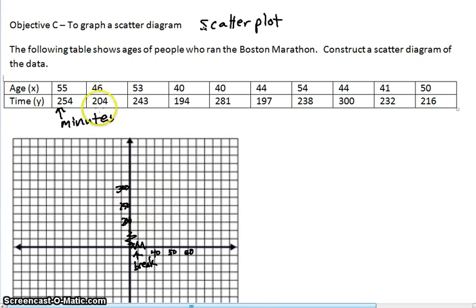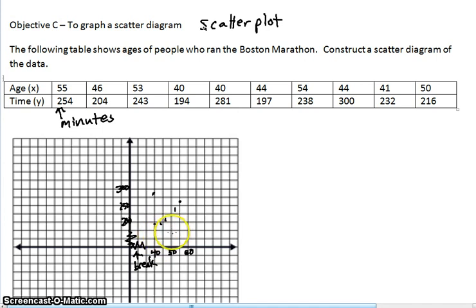And now I'm just going to graph all these points. So 55, that's right there. 254, that's about right there. So I'm going to put that dot there. 46, that's about right here, this age. 204 is about right here. 53, it's right about here. 243. 40 and 194, that's about right here. 40 and 281, that goes up about here. 44 and 197 is about right here.